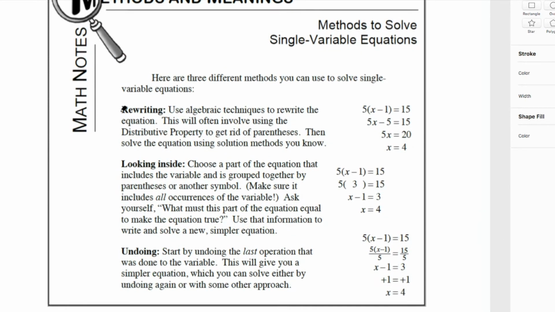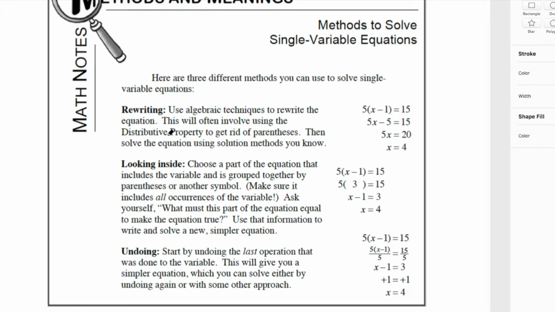This is methods to solve single variable equations. Here are the 3 different methods that we talk about here in this book. And then other books talk about these too, but different books focus on different things. This is what your book focuses on here. Okay, rewriting. Rewriting means just using the algebraic techniques to rewrite the equation. So again, you have the equation written some way. Is there some algebra being, are you being guided somewhere to do something? So if you are, 5 times the quantity x minus 1, you do the algebra out. 5 times x minus 1, distribute, and then you can solve, right? Kind of by undoing later.